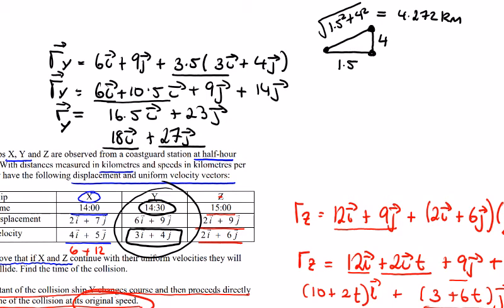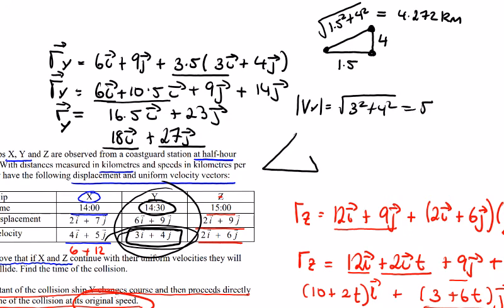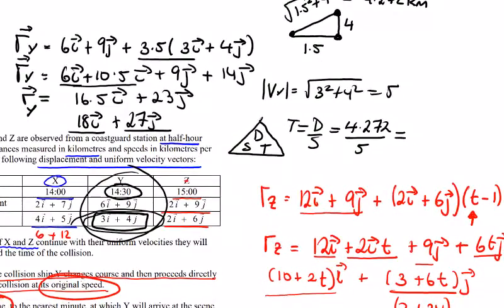And the speed that Y is going at is down here. It's the velocity. So the magnitude of the velocity of Y, well, we can see here it actually works out evenly. The square root of 3 squared plus 4 squared, which is 5. So we're looking for time, distance, and speed. Time is equal to distance over speed, 4.272 divided by 5, which is equal to 0.8544.